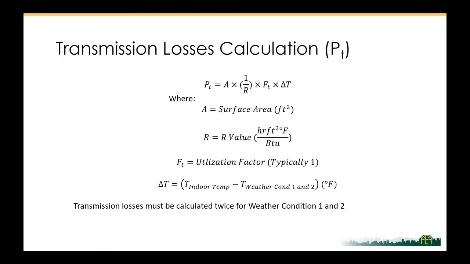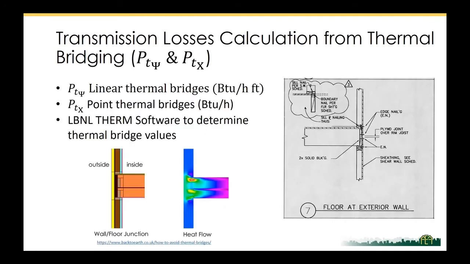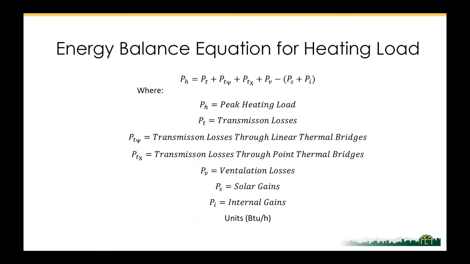May I ask briefly there, when you say really small, is that less than 10%, less than 20%, less than 5%? Less than 10, less than 10. I mean, the transmission loss for this, well, we'll get to it, but the transmission loss for this was around 4,000, and the linear thermal bridges and the point thermal bridges was around 20. But I use an assumption for that. Thermal bridging, we'll get to the thermal bridging in a second.